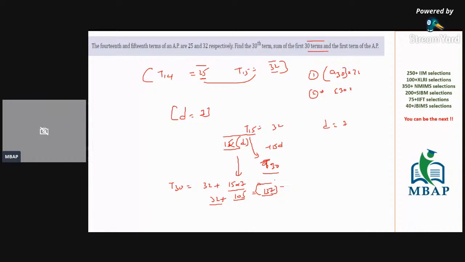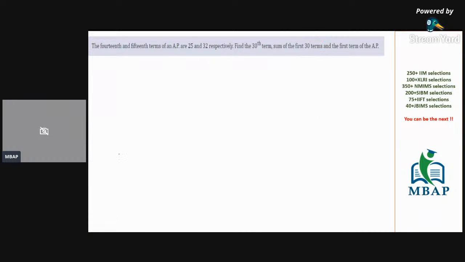I hope all of you got this, right? We directly got A30 or T30 to be 137. So we have solved the first part of the question, right? And now the second question is, find the sum of 30 terms, from T1 to T30. We know sum is average into number of values.